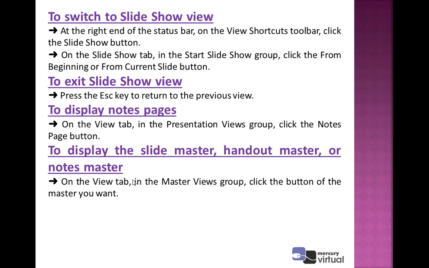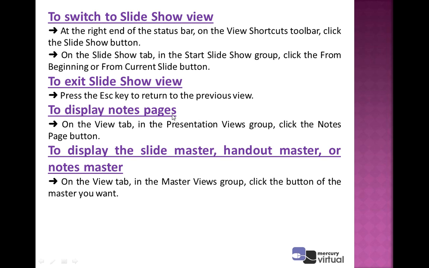Then how to switch to the slideshow view? At the right end of the status bar, just right side of the reading view, on the view shortcut toolbar, click the slideshow button. On the slideshow tab in the start slideshow group, click the from beginning or from current slide button. Then how to exit the slideshow view? Press the escape key to return to the previous view.